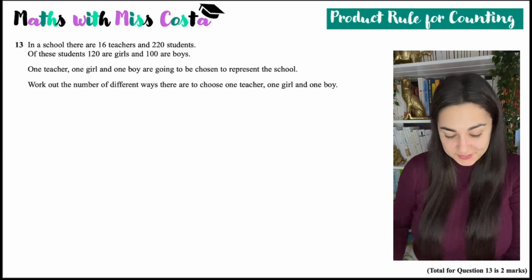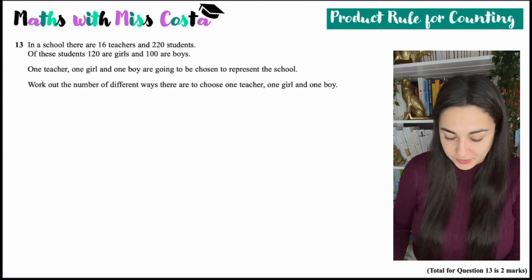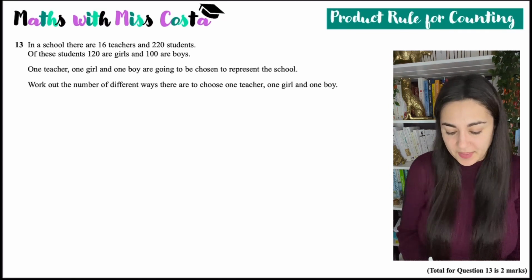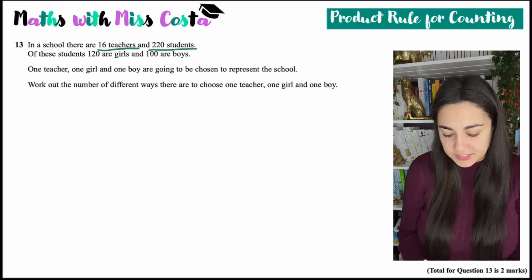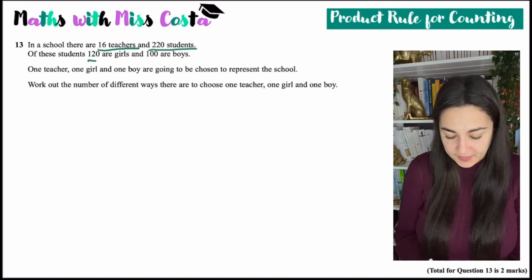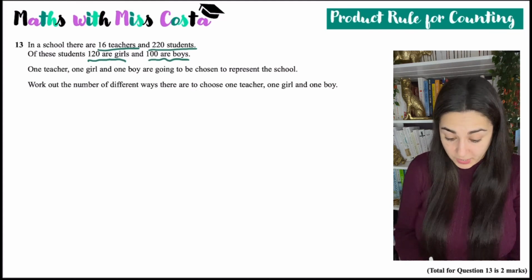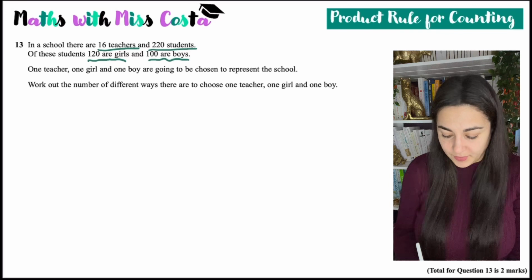Okay, so this question is asking us to use the product rule for counting. So we're told that there are 16 teachers and 220 students. Of these, 120 are girls and 100 are boys. One teacher, one girl and one boy are going to be chosen to represent the school. Work out the number of different ways there are to choose one teacher, one girl and one boy.